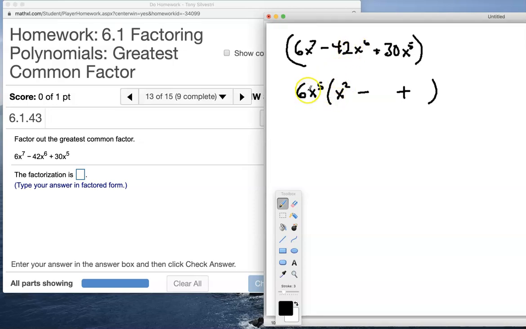Look at this term. 6 goes into 42 7 times. You had 6 x's, you pulled 5 out, leaves you with 1x. 6 goes into 30 5 times. You had 5 x's, you pulled them out, good.